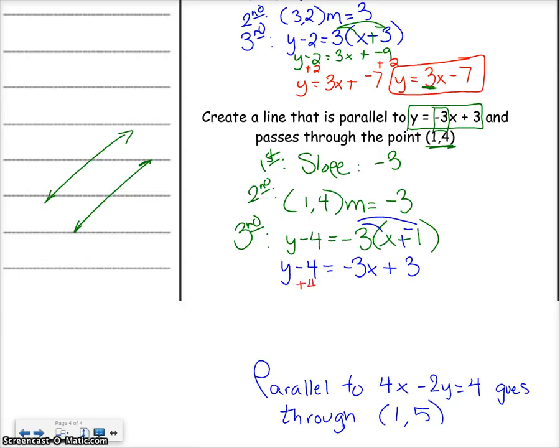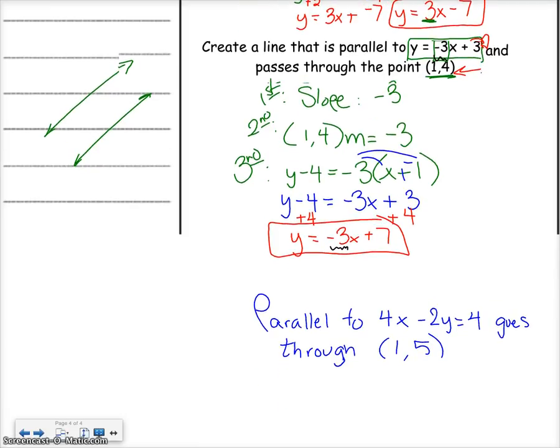We're going to add 4 so I can get my y by itself. Y equals negative 3x plus 7. This is the equation of a line that is parallel to the line that was given to me and goes through the point (1, 4). Again, you can identify that they're parallel because they both have a slope of negative 3. Parallel lines have the same slope.